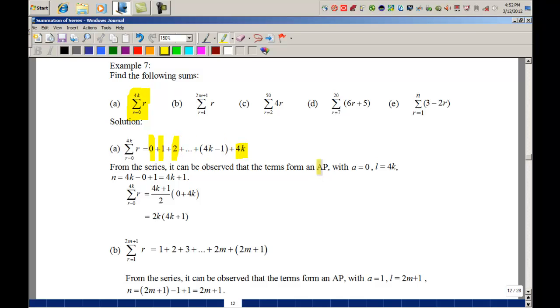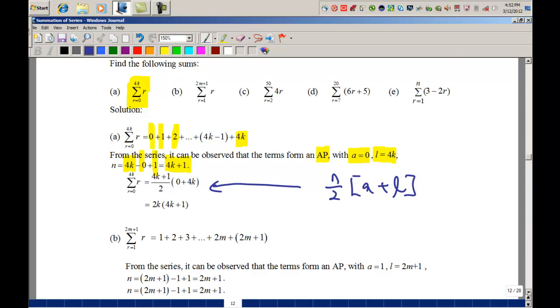Now this is an AP, or the sum of an AP. First term 0, last term 4k. Number of terms, just take the upper limit minus the lower limit plus 1, you get 4k plus 1. So what is the formula for the sum of an AP? n over 2, first term plus last term. So all you need to do is to sub in all the correct values and then you will have the answer.